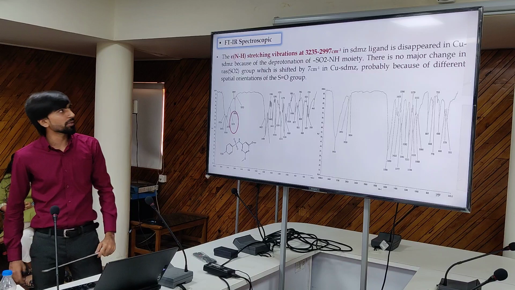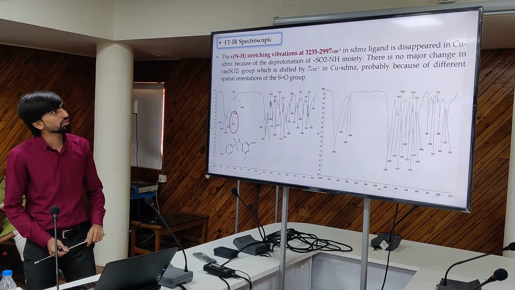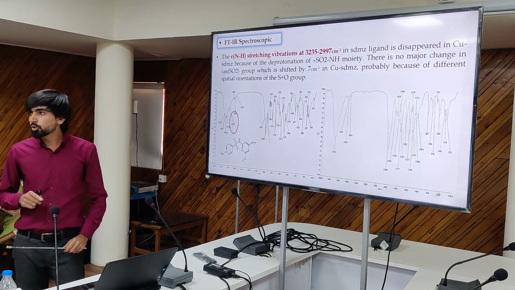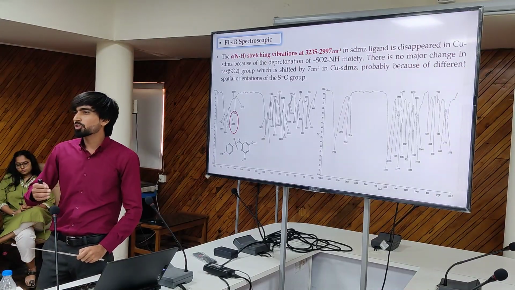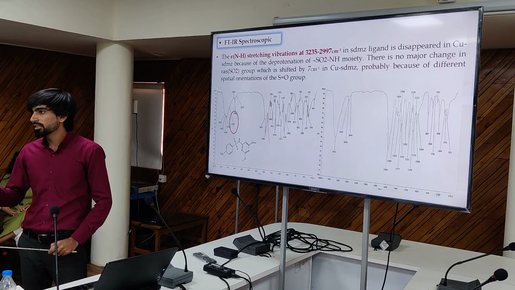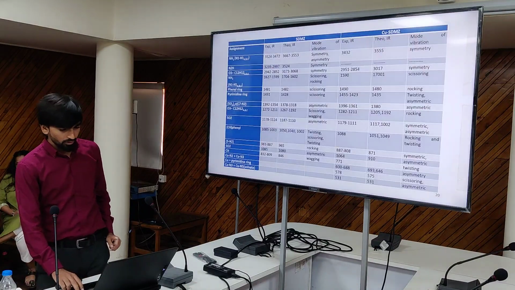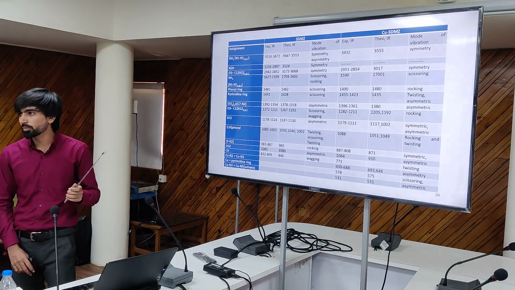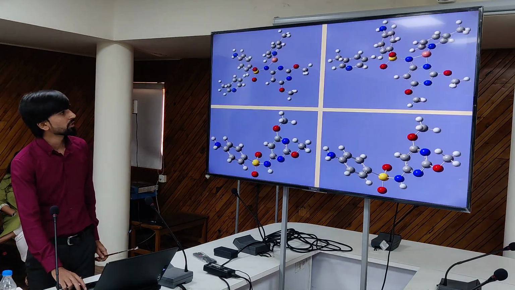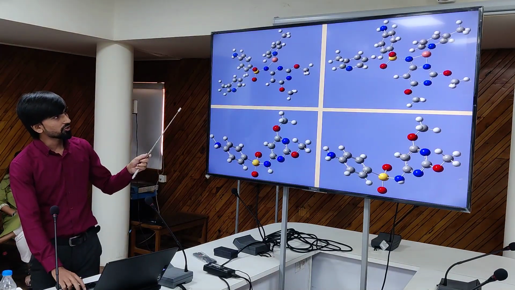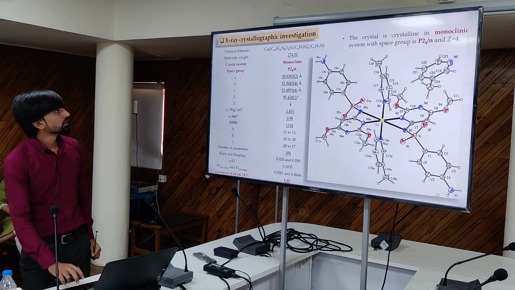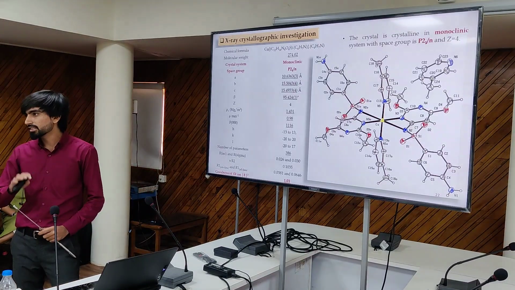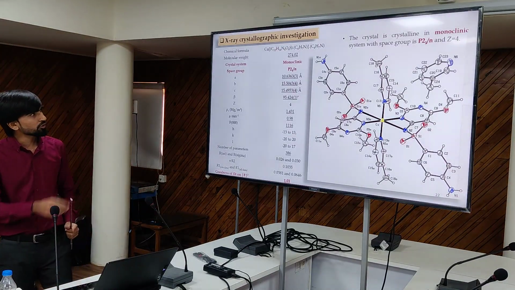And the second confirmation is from FTIR spectroscopy: the stretching vibration around 3235 to 2997 is absent in the case of the Cu SDZ molecule. This is because of the SO2 and NH deprotonation. I also carried out theoretical FTIR spectroscopy and experimental FTIR spectroscopy. This shows a few theoretical stretching vibrations of the molecule. And if the 1H NMR and FTIR spectroscopy show that the metal is there, then I go for the single crystal diffractometer.